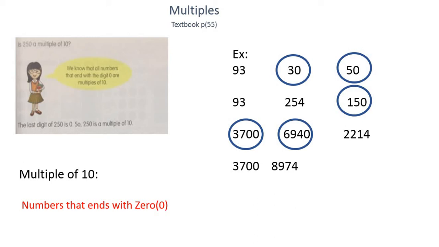3000 here, 3700, it's a multiple. And 8974, it's not a multiple of 10. It's not a multiple of 10 because it doesn't end with 0. It should end with zeros, because if you keep counting by 10, if you keep adding 10 to the 100, you will find all the numbers will end with 0. So the multiples of 10 should end with 0.